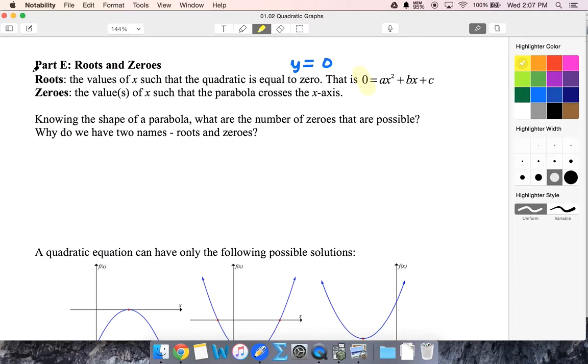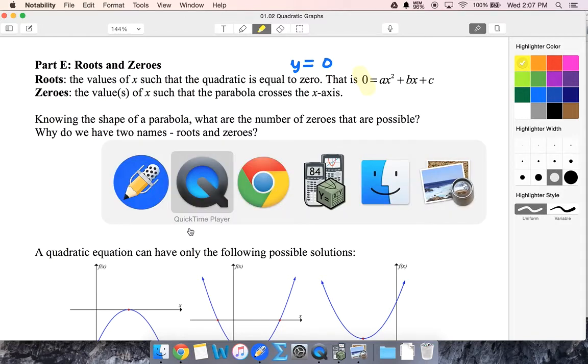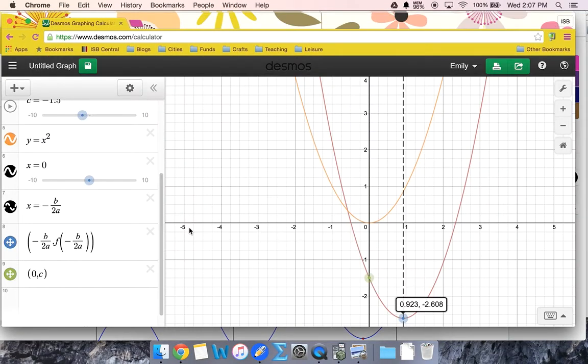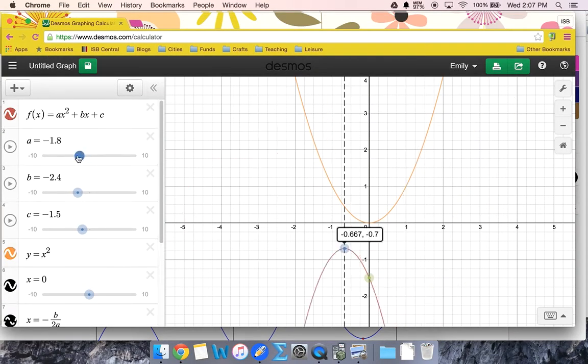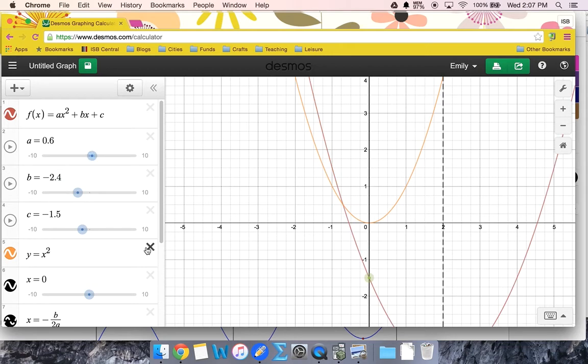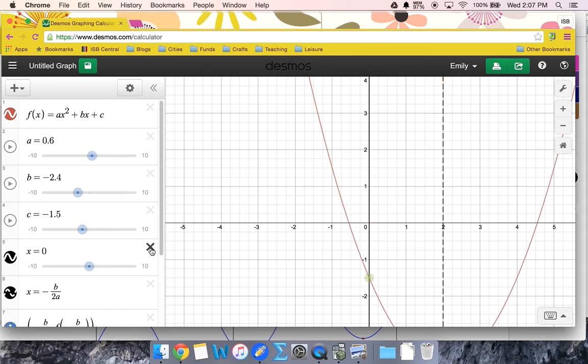The reason that we also use this word roots is that we don't always cross the x-axis, but a parabola always has two roots. So let's think about why we don't always say two zeros, but we always say two roots. So if we think about the way that a parabola can look, and of course we saw that in our Desmos, we saw that a bunch, that as we moved our A, B, and C, our parabola moved all over.